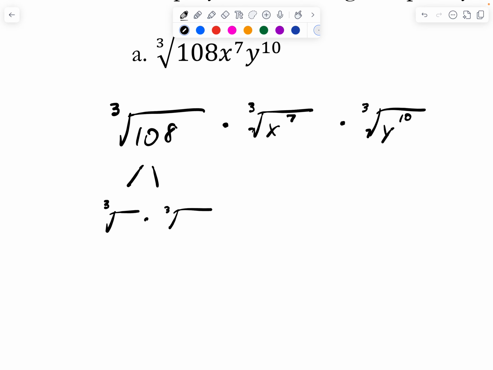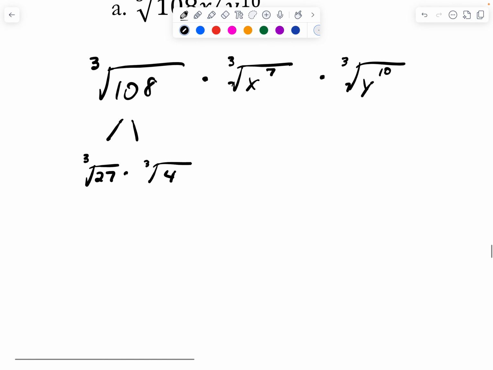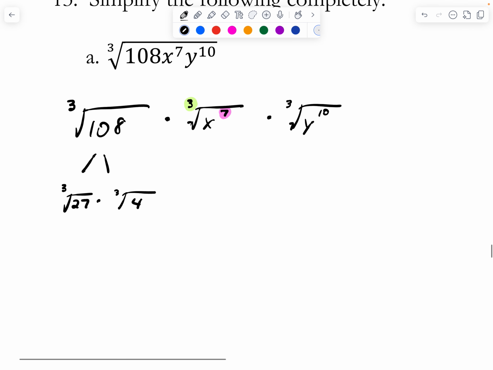But for this one, I know I'll use 27 times 4, right? 20 times 4 is 80, 7 times 4 is 28, adding 80 and 28, you get 108. If you don't know that, just keep breaking it down, all right? And then this one, the way I do it is I ask myself, how many times does 3 go into 7? And it goes into twice, so I'll have x squared on the outside. And 2 times 3 is 6, so there would be 1 left over inside.